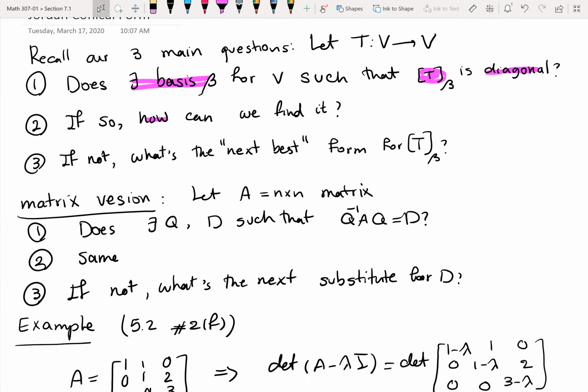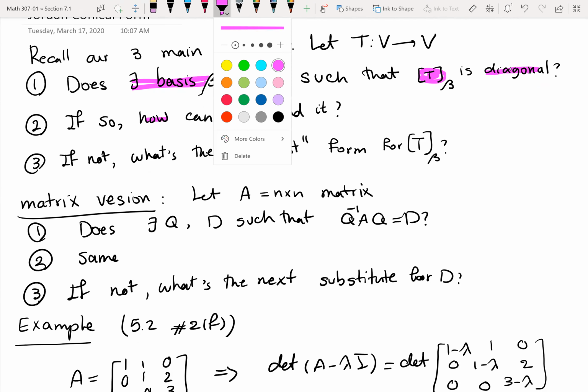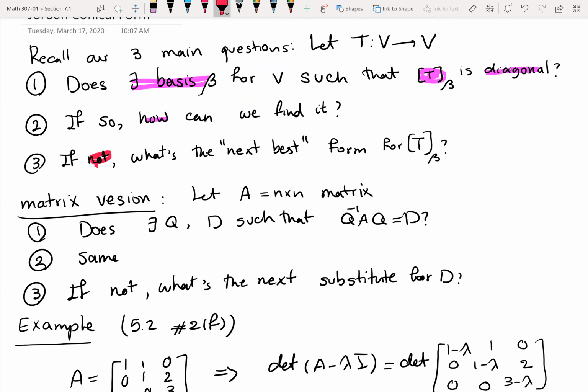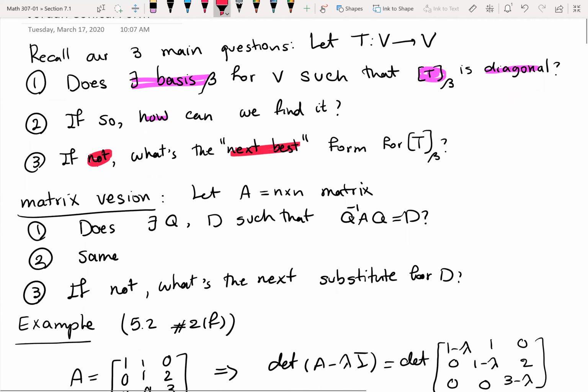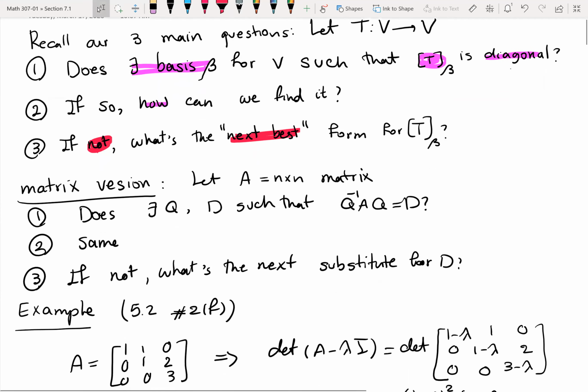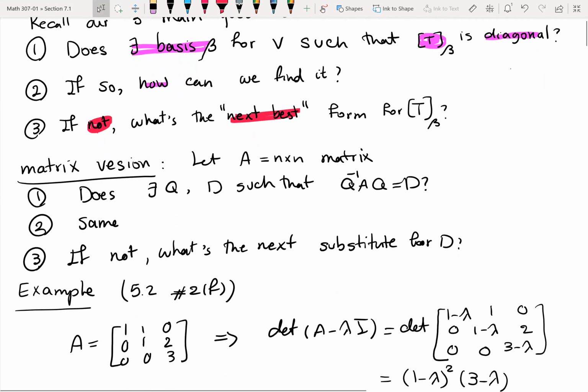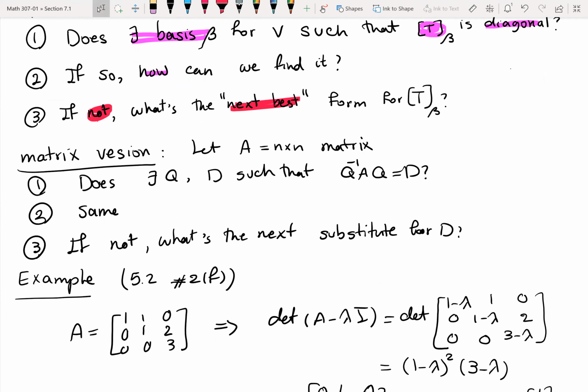That would be the basis for which the corresponding matrix is diagonal. And then the question was, if not, what's the next plan? What is the next best matrix transformation that we can have? That's what we call the Jordan Canonical Form. It has a nice name, and it is really the same process that we have done so far. That's why it's connected, and why I covered it right after section 5.2.